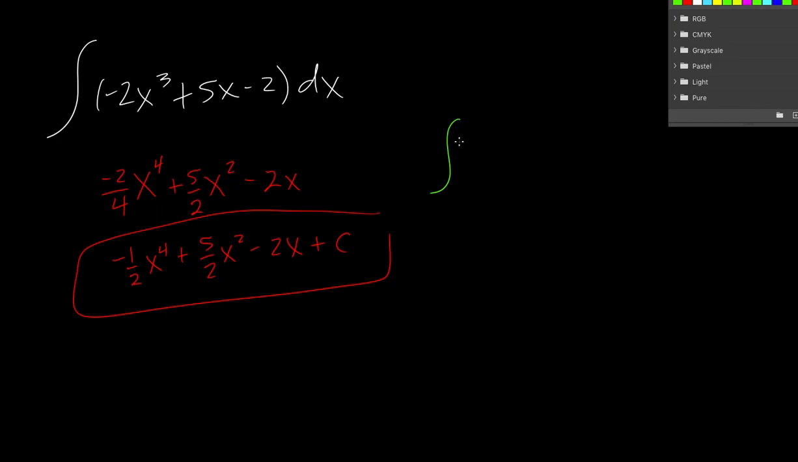Okay, the next integral we're going to try is 5e to the x plus 2 over the square root of x dx. Okay, so the antiderivative of e to the x is e to the x, so we just rewrite that one. This one I'm going to think of as 2x to the negative 1/2.